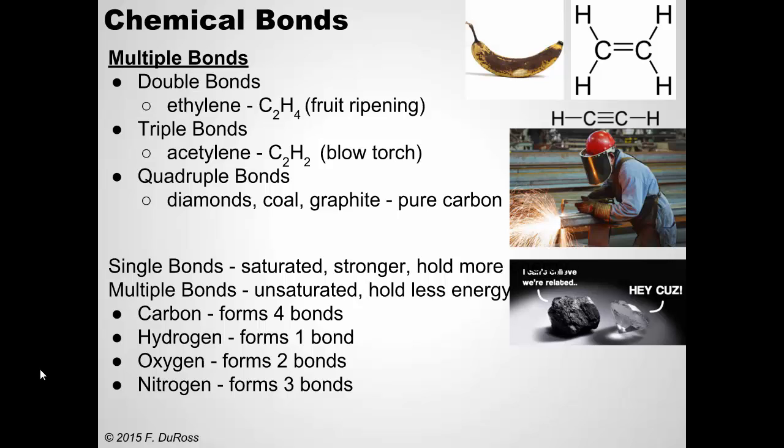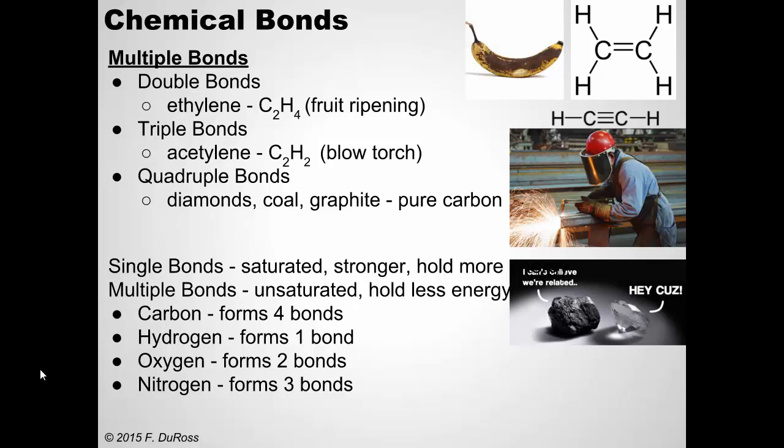Triple bonds can also form. Okay, acetylene gas is what's in like a blowtorch. And you see the formula for it here. We have a triple bond between the two carbons, and then each carbon has a single bond with a hydrogen atom. And again, that triple bond is the sharing of three pairs of electrons.